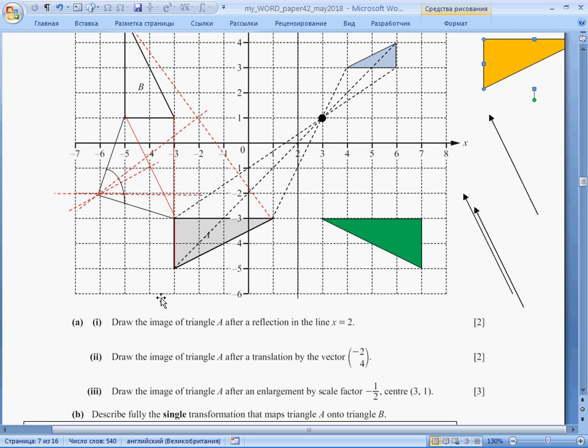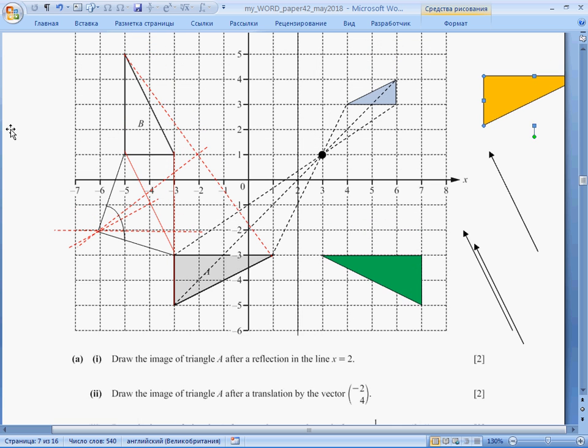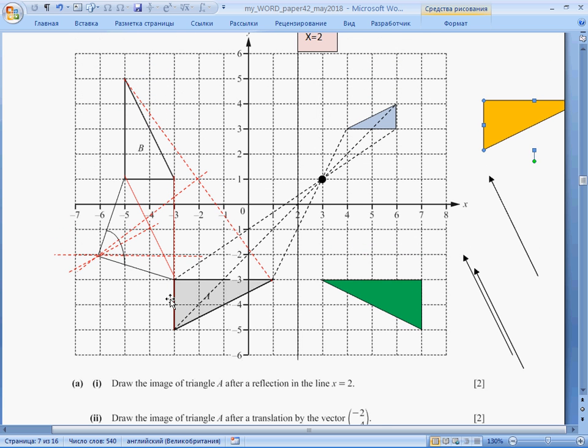Describe fully the single transformation that maps A onto B. So A onto B, I think it is a rotation. To prove it, we do the following. We connect corresponding points, for example, this point and this point. Sorry, this point and this point. Connect them and find the perpendicular bisector.